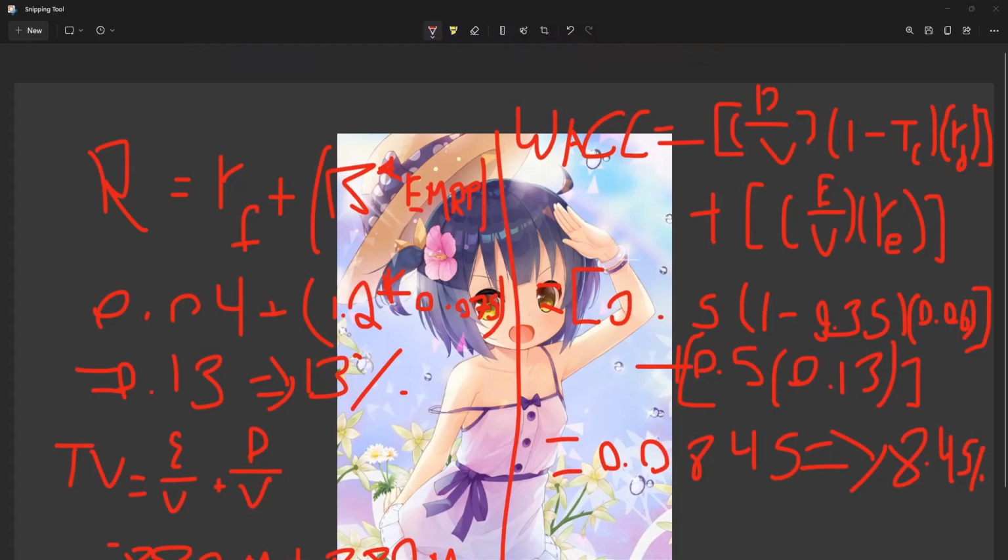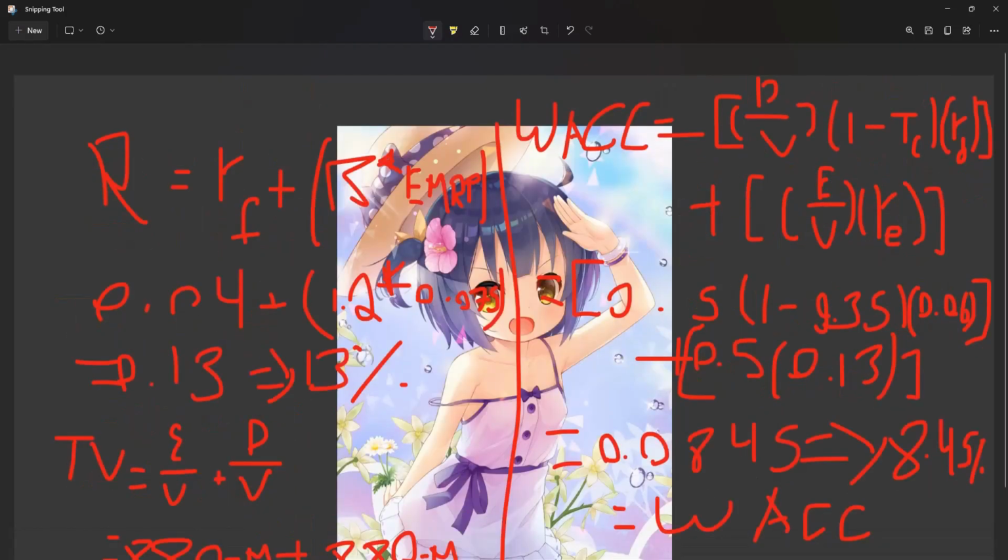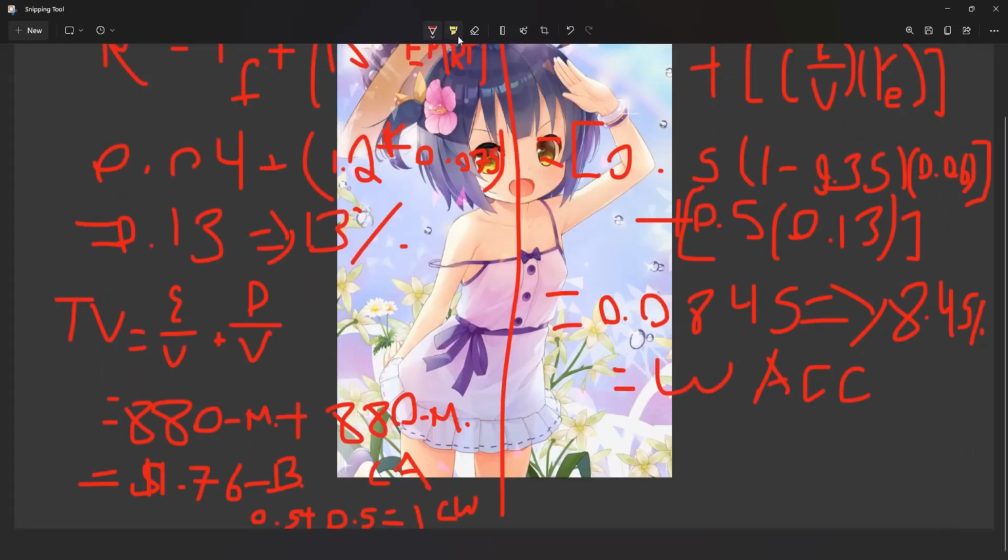Alrighty. That appears to be making sense. Let's do this. That is your WACC, your weighted average cost of capital. Simple enough. A bit long, actually, very long process. But as a whole, it's not too bad.